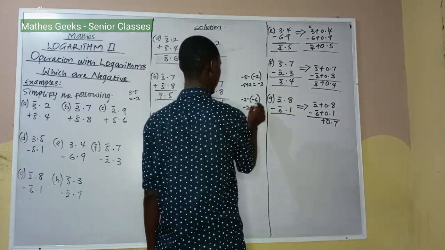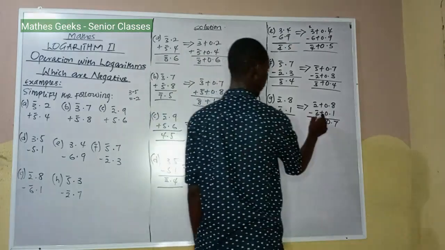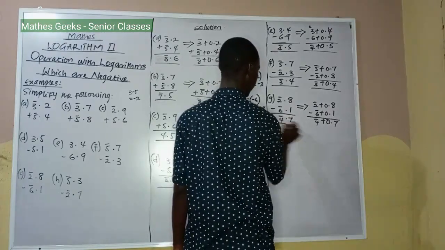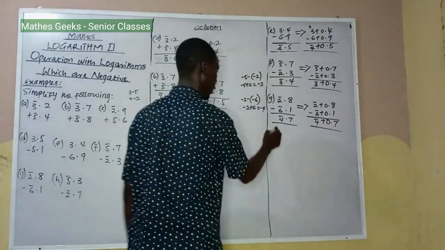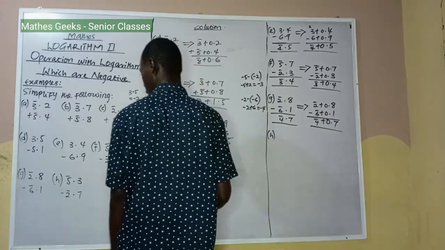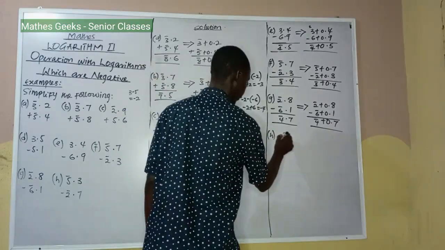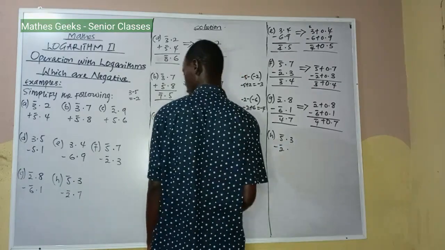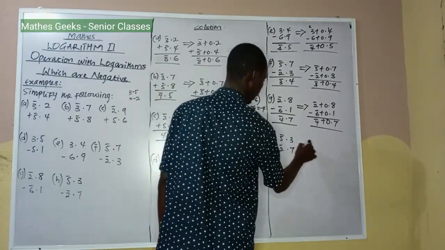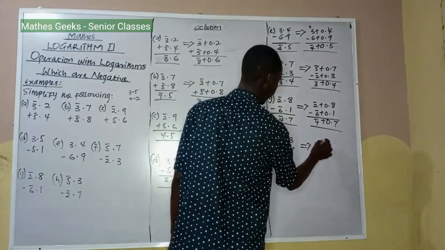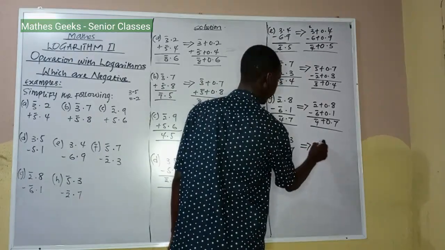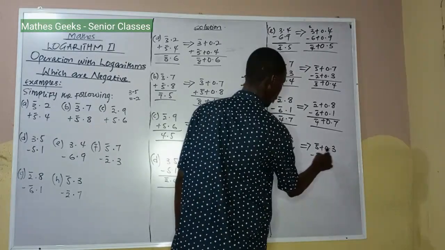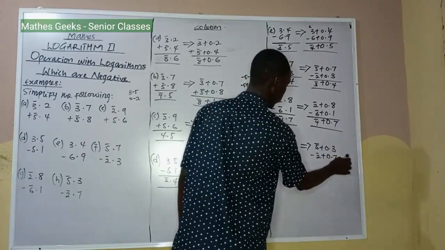Minus 2 plus 6 gives us minus 4. That's just bar 4. So here is bar 4.7. We have this as a final answer. H. So H is bar 5.3 minus bar 2.7. And this implies that bar 5 plus 0.3 minus bar 2 plus 0.7.